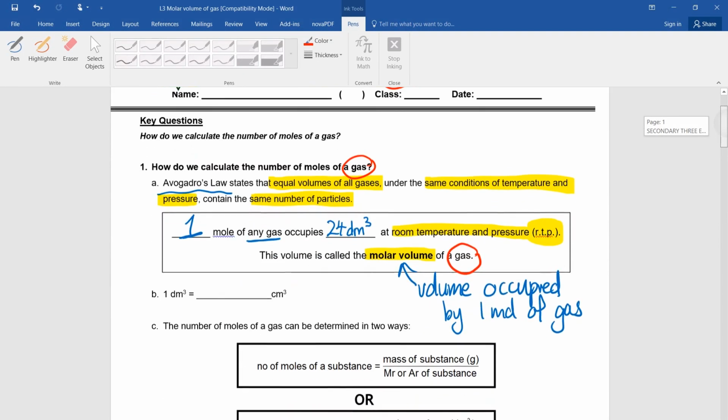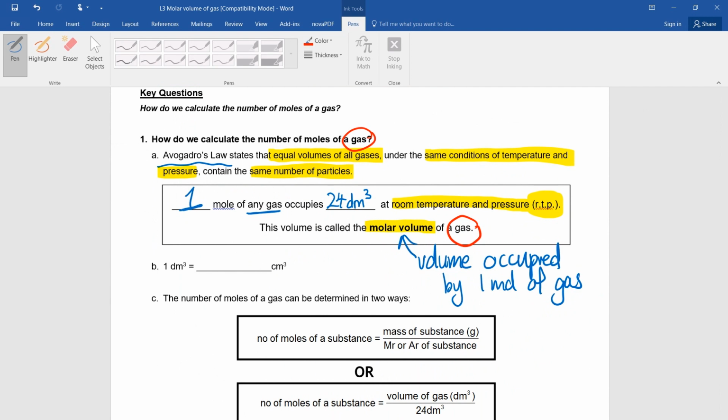Before we move on further, now that we've mentioned that 1 mole of any gas occupies 24 dm cube, we must first understand what exactly a dm cube is. A dm cube represents 1000 cm cube. So basically, 1 dm cube is 1 liter. Because 1000 cm cube is 1 liter, 1 dm cube refers to 1000 cm cube.